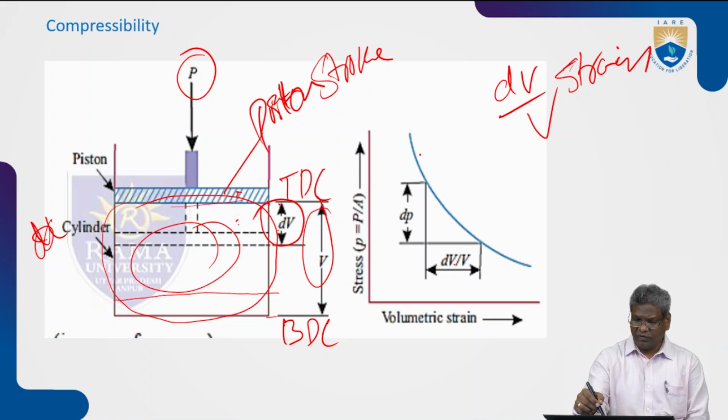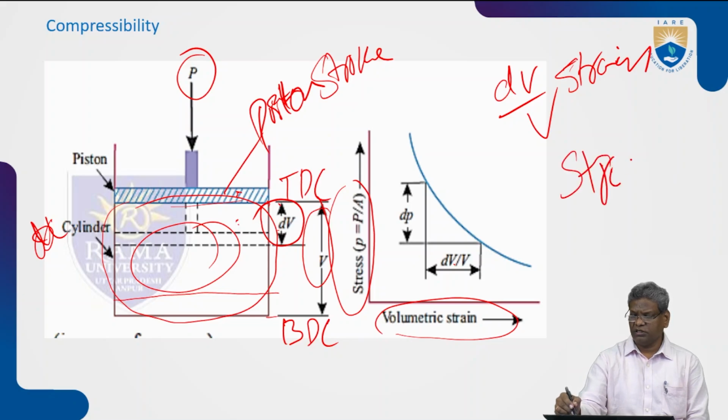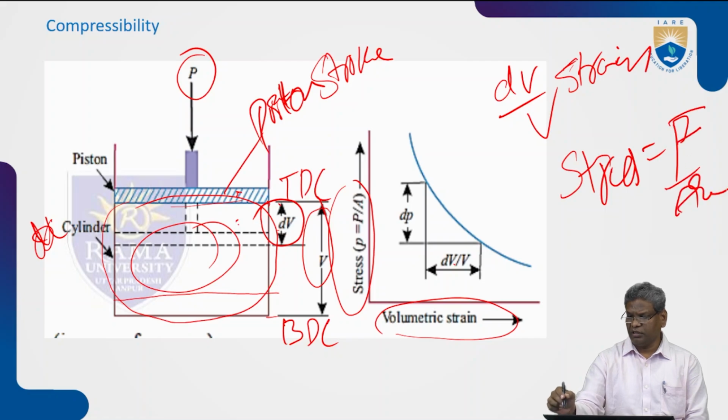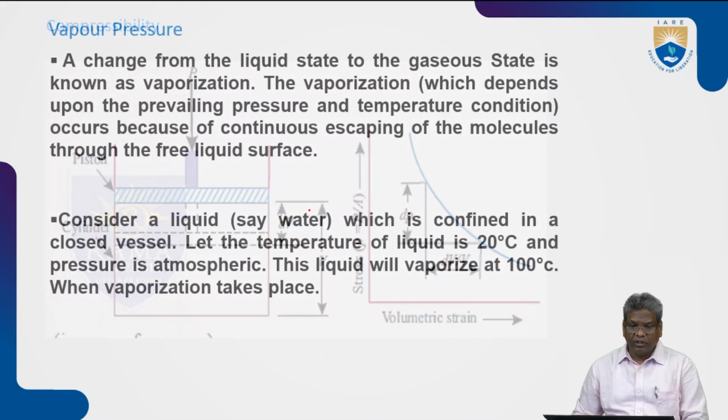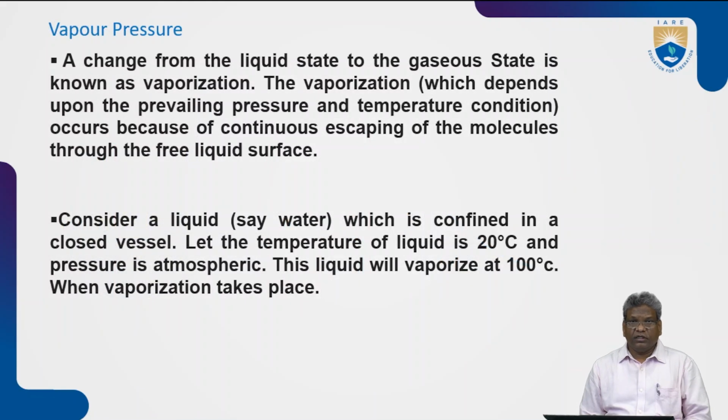This is in the form of a graph. This is volume strain, and this is the stress or the pressure force. What is stress? Already you know the basics: force by area. Pressure force, P by A. This is the stress, P by A.